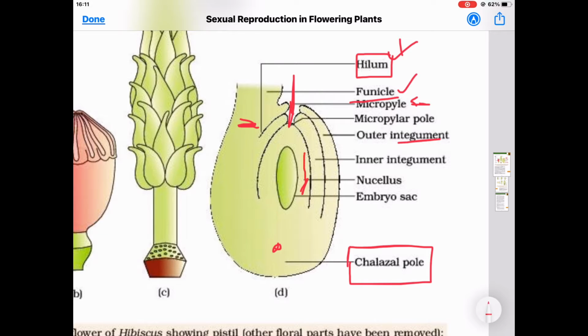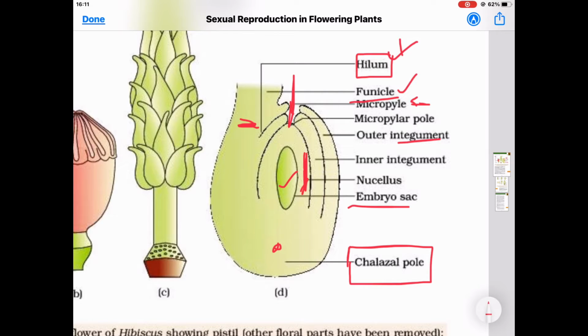Enclosed within the integuments is a mass of cells called nucellus. Cells of the nucellus have abundant reserve food materials. Located in the nucellus is embryo sac or female gametophyte. An ovule generally has a single embryo sac formed from a megaspore through reduction division. Reduction means by meiosis.